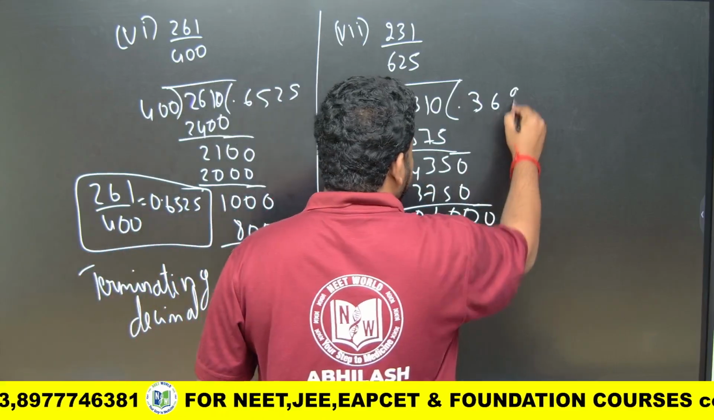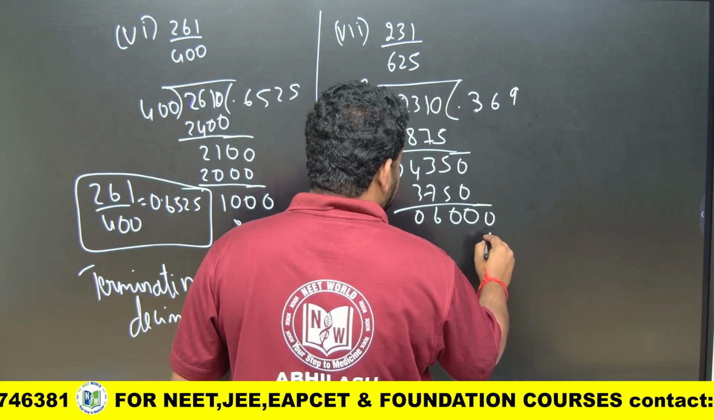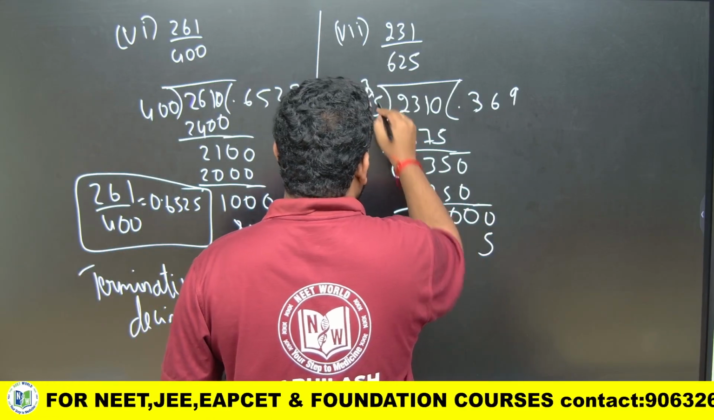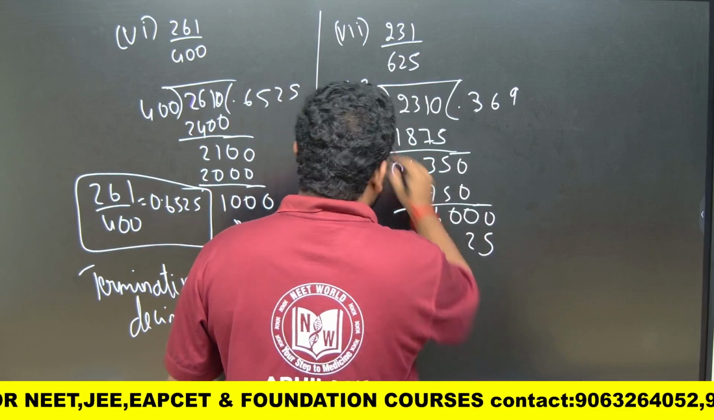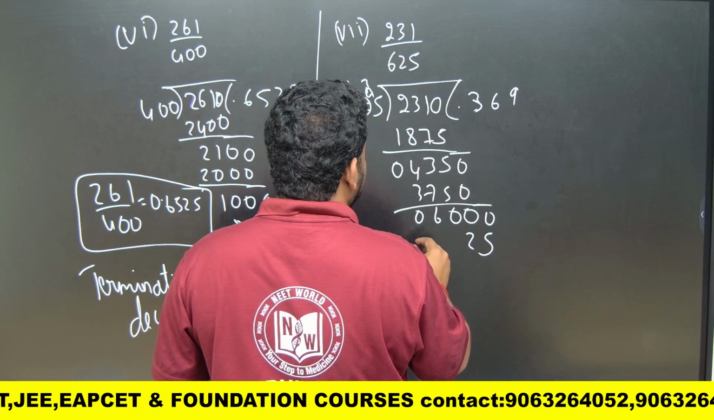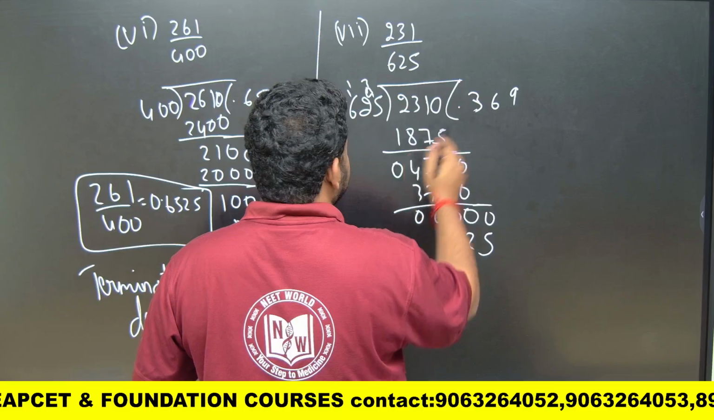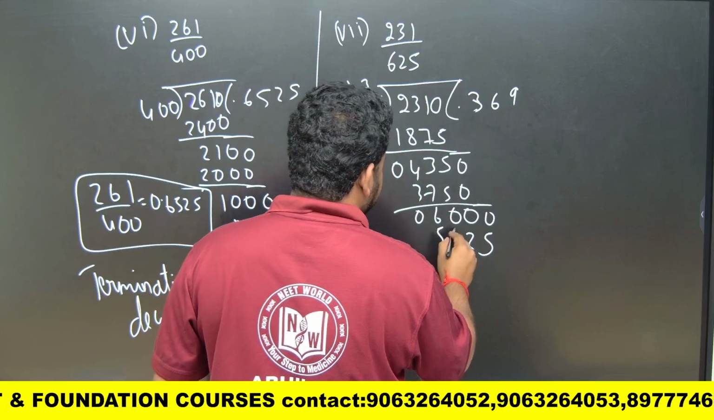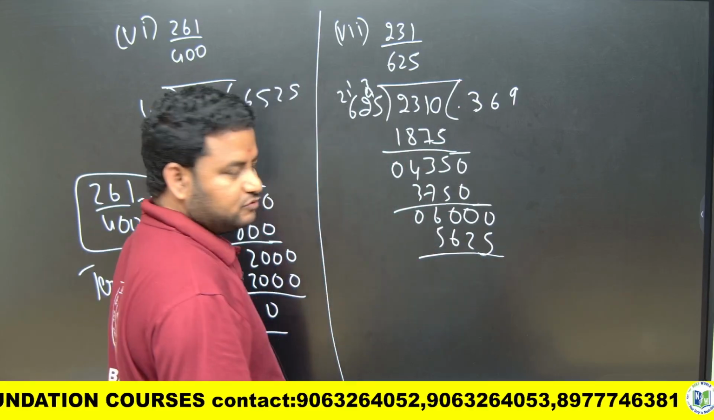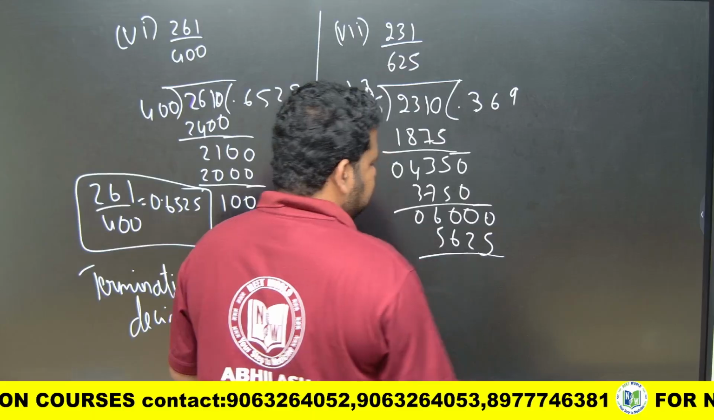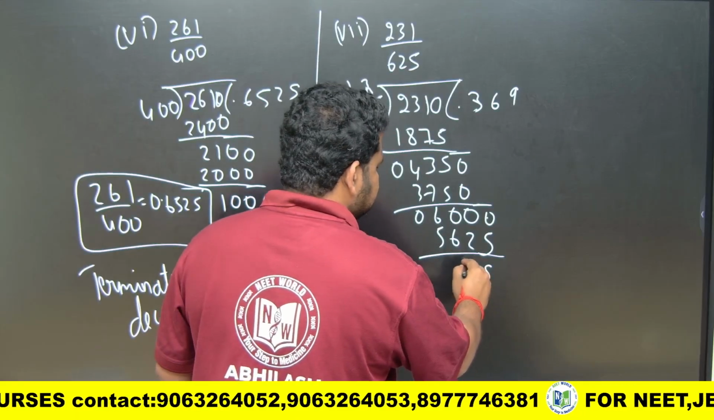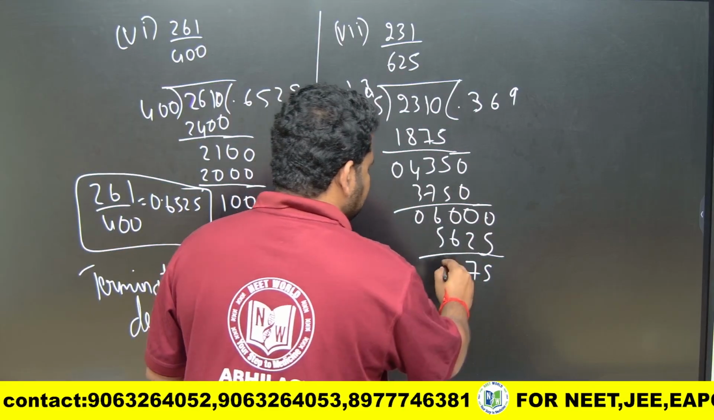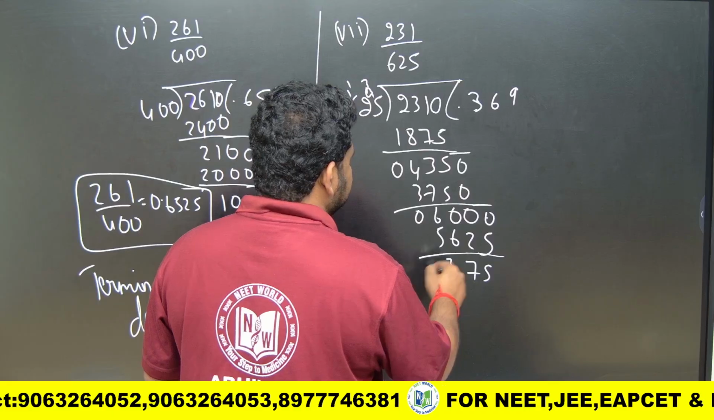Okay, multiply by 9. 9 fives are 45. 9 twos are 18. 18 plus 4 is 22. 9 sixes are 54. 56. 5625. So what will I get? 10 minus 5 is 5. 9 minus 2 is 7. 9 minus 6 is 3. 375. Okay, this will be 375.